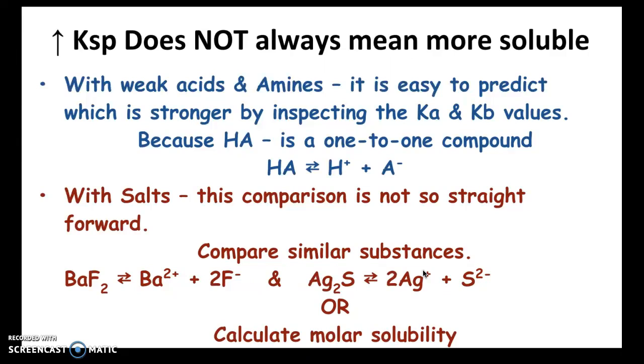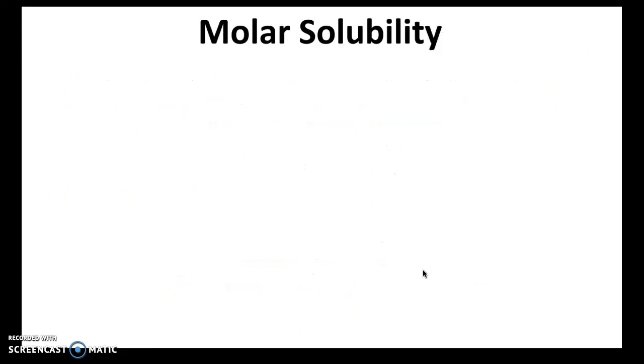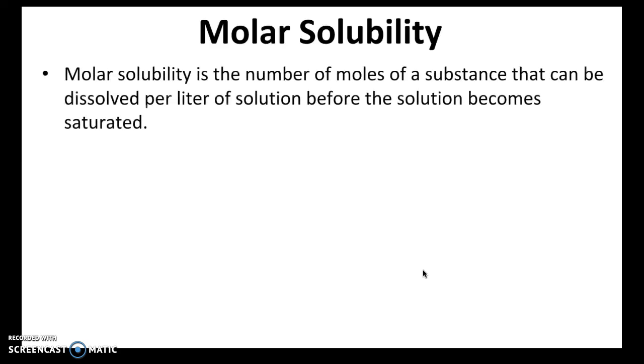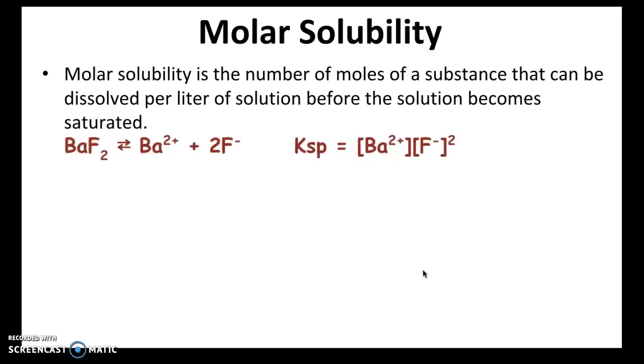Another thing we can look at is molar solubility, and we can use that to figure out which one is more soluble. The higher the molar solubility, the more soluble the substance is. So what is molar solubility? It is the number of moles of a substance that can be dissolved per liter of solution before the solution becomes saturated. Let's look at an example of how we do that.